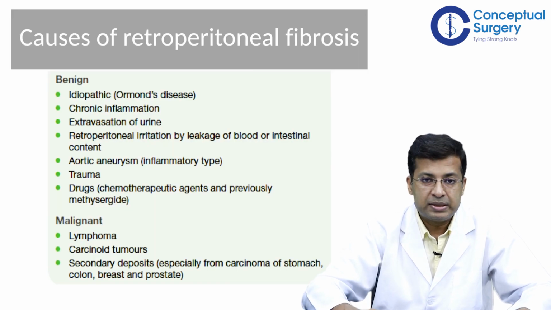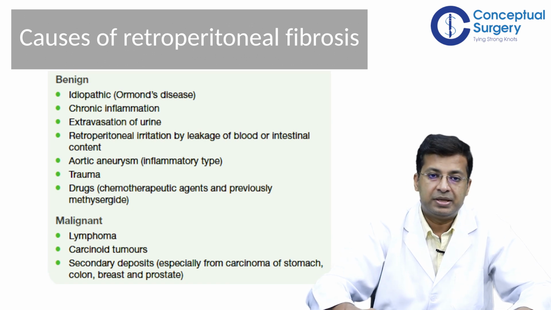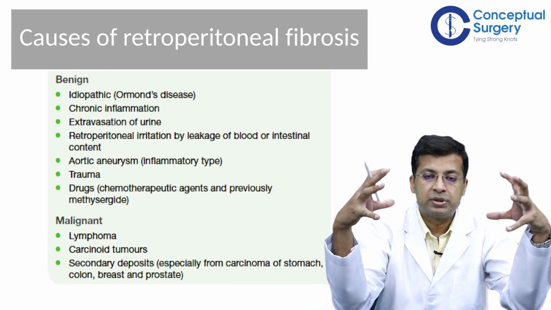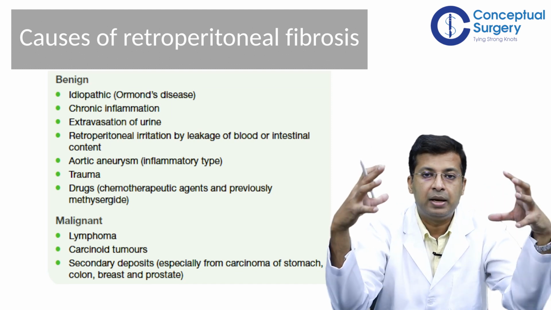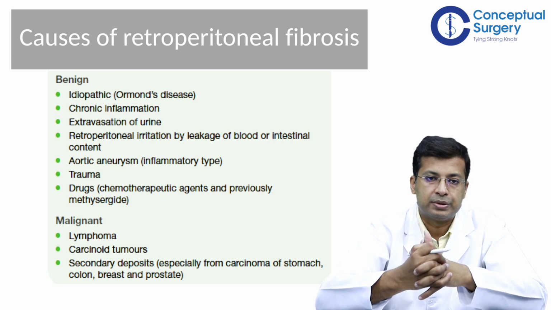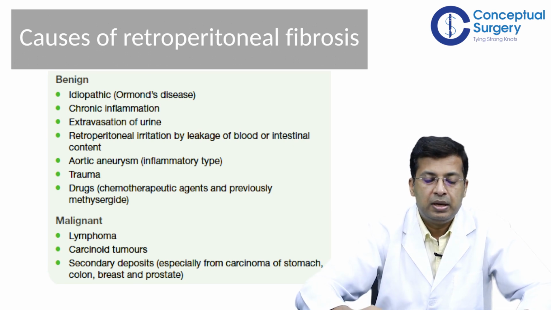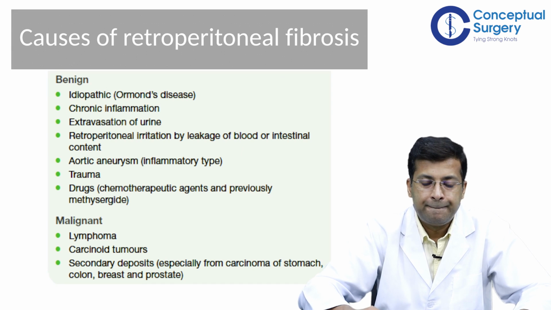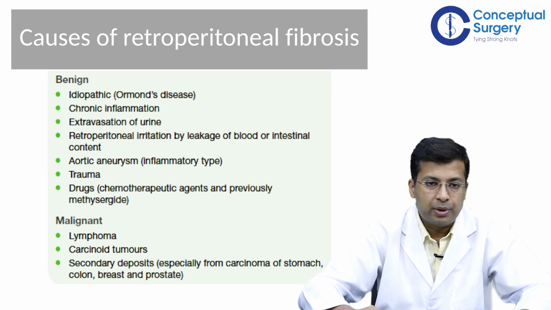There are different causes which may have the same presentation in the form of retroperitoneal fibrosis. So retroperitoneal fibrosis is the ultimate umbrella clinical presentation of several benign and malignant conditions. What are the benign conditions? It could be idiopathic, which is the most common and which is sometimes known as Ormond's disease. It could be chronic inflammation due to any cause.